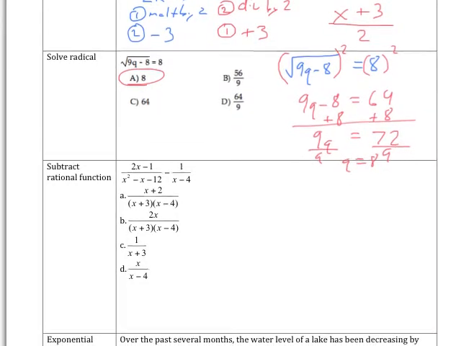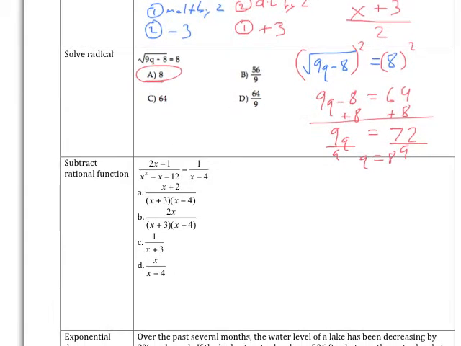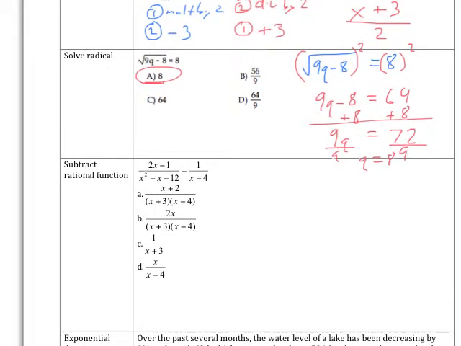Working with rational functions, subtracting, adding, multiplying, that stuff's going to be on there. That's from our most recent test. This one, we pretty much just need to work this problem out. Let me recopy it. 2x minus 1 over x squared minus x minus 12, minus 1 over x minus 4.